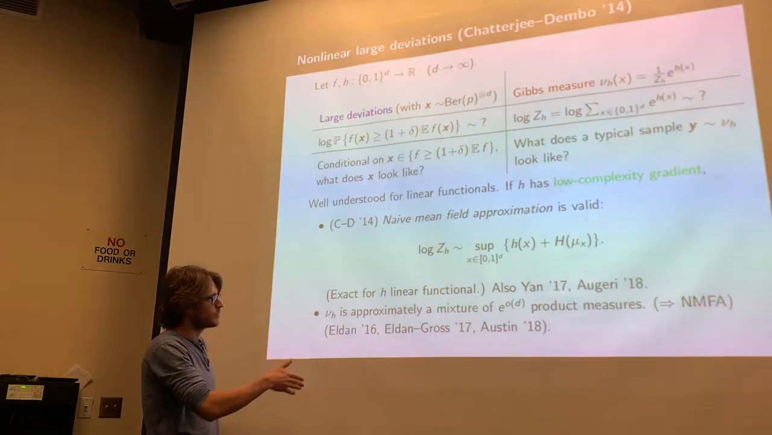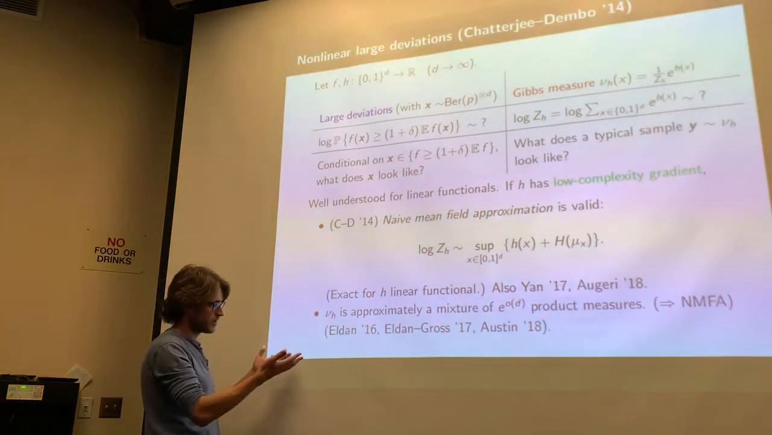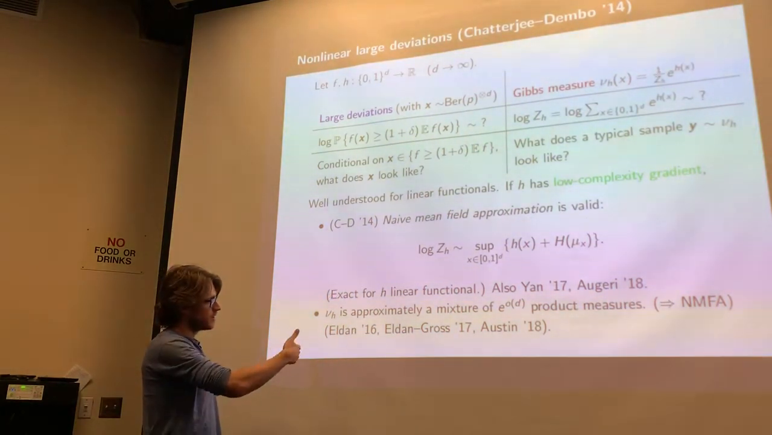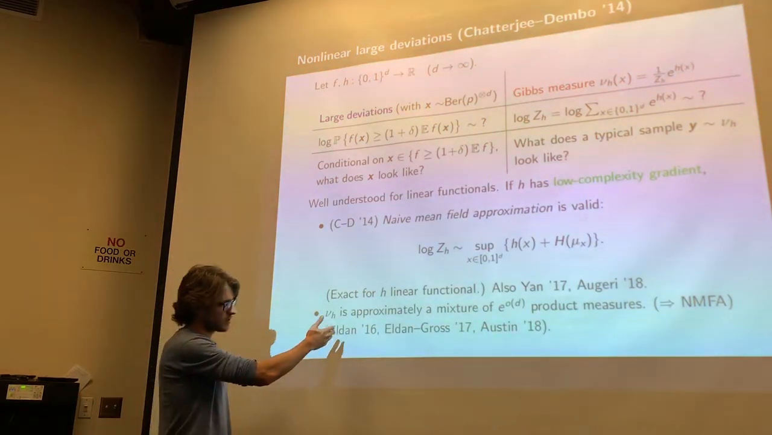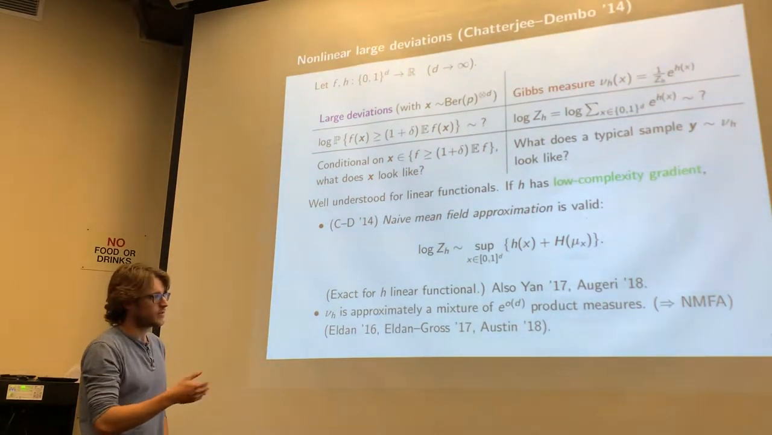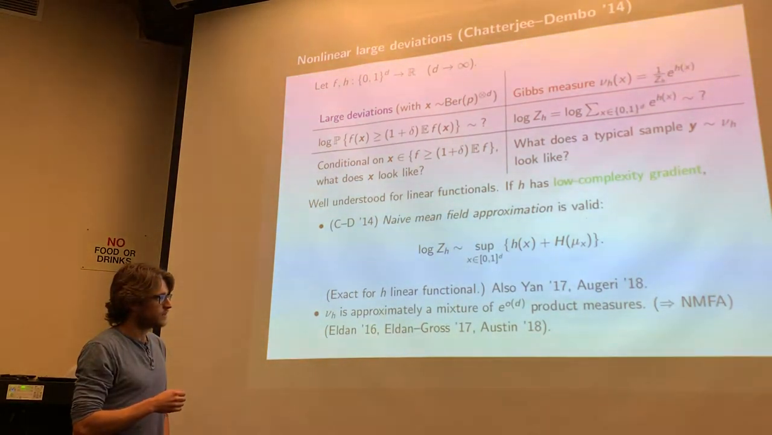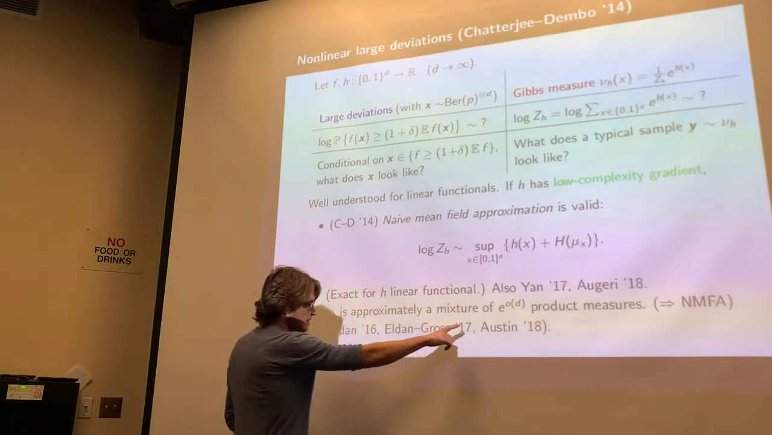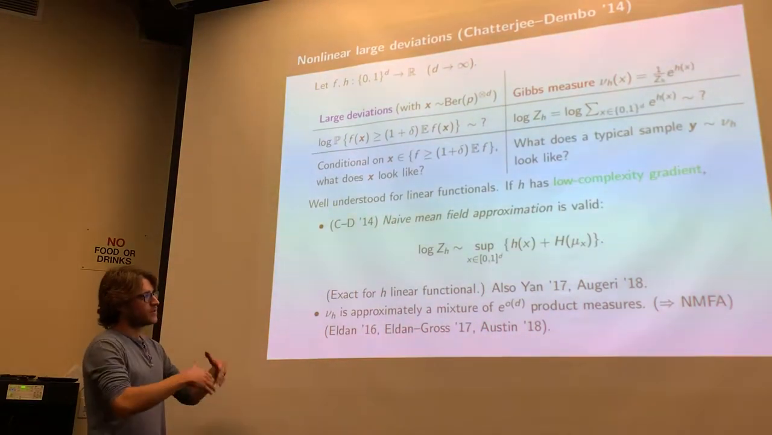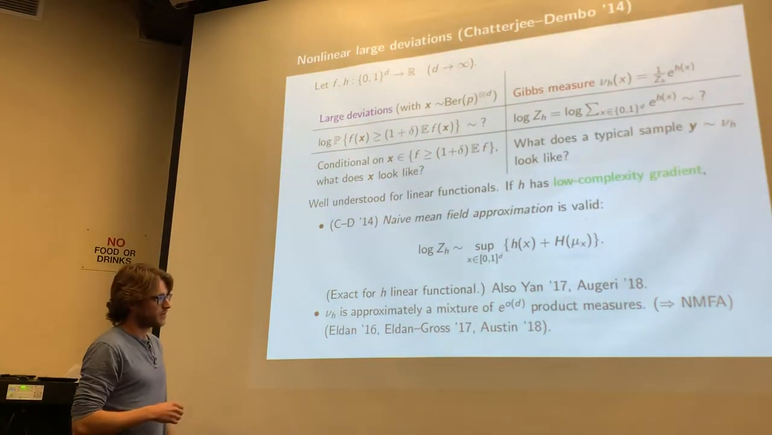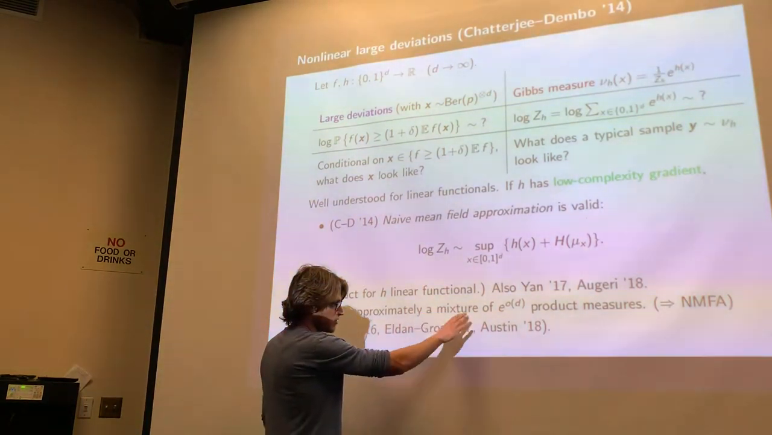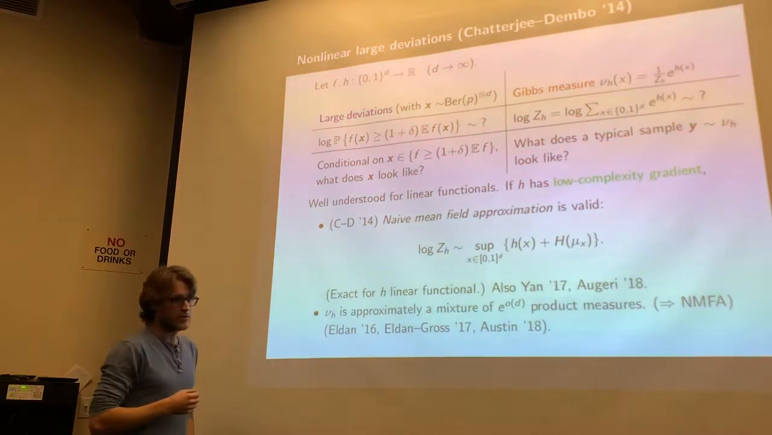He showed that, right, if it's a linear functional, then it's a product measure. If this function has a low complexity gradient, then roughly speaking, it's approximately a mixture of not too many product measures, is the vague statement of the result. The little o(d) is the right meaning of small, because the full entropy, the dimension of the ambient space, is d, and so the entropy of the mixture, of the choice of which state you're in the mixture, is small compared to the full entropy.